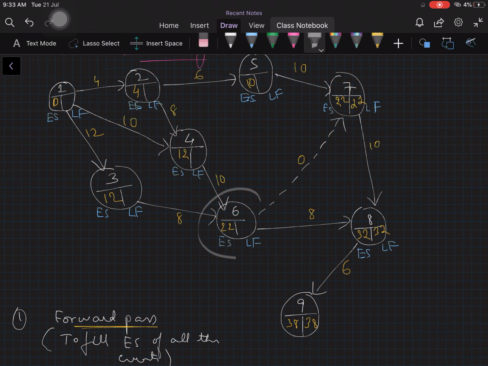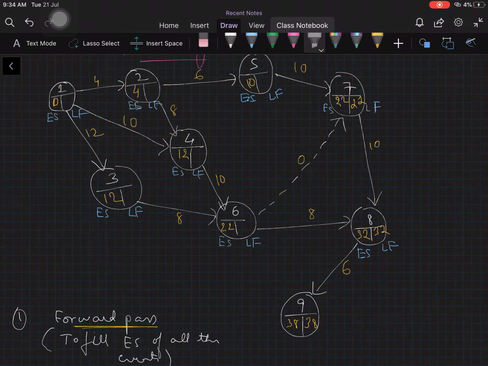Now this event is called a burst event. Why? Because what do you mean by burst event? An event is called a burst event if and only if there are more than one arrow coming out from that particular event. Now there are two arrows coming out from this 6. Hence 6 is a burst event. Burst means coming out. Now whenever you apply backward pass, when you go in the reverse direction, you will encounter only burst events.